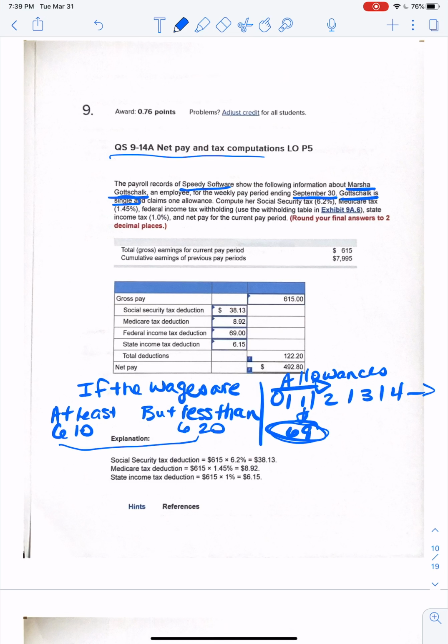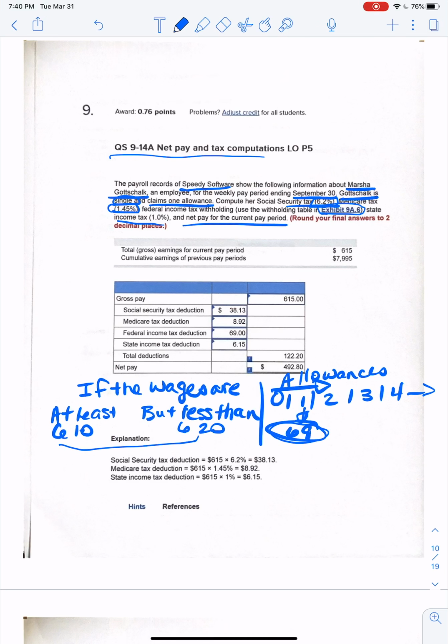Gottschalk is single, that's going to be important, and claims one allowance, also very important. Compute her Social Security tax, and they tell us that is 6.2%. Medicare tax, 1.45%. Federal income tax withholding, and for that we're going to use an exhibit. And state income tax of 1%. And finally, calculate the net pay. The net pay is just going to be her gross pay, less all these things that we've just discussed.